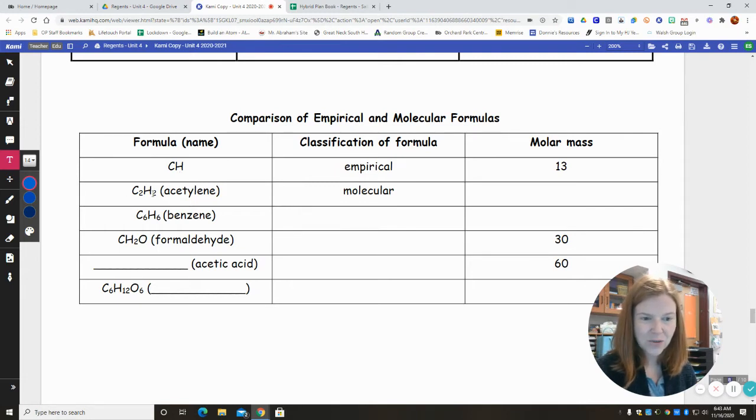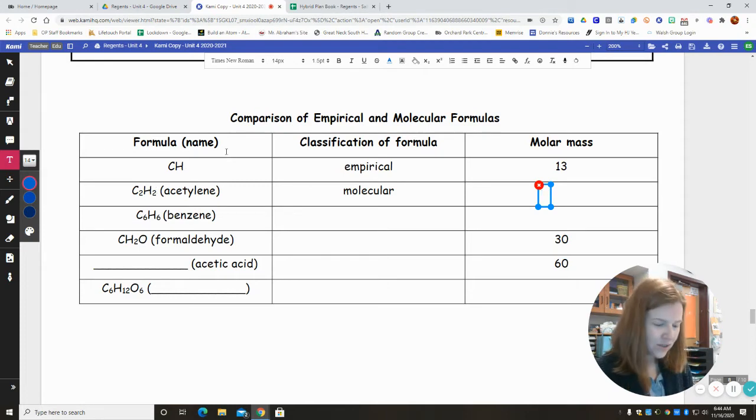Acetylene is C2H2. You can reduce that down, right? It's a 2-to-2 ratio, which would be a 1-to-1. So this would be a molecular formula. And the molar mass for this, well, C2H2 is like twice the amount of CH, right? So what I could do for my molar mass over here is just take the molar mass of CH and multiply it by 2. So it'd be 26.0.